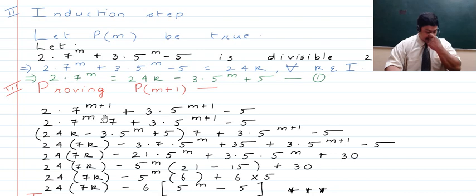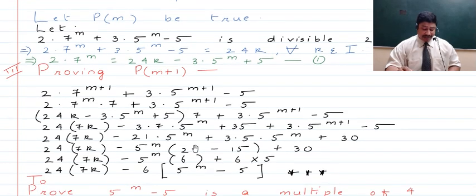As such, now we have 2 times 7 raised to the power m plus 1 plus 3 times 5 raised to the power m plus 1 minus 5. That is, wherever there was m, m plus 1 has been replaced. Next, as we took 2 into 7 raised to the power m to be the subject of the equation.